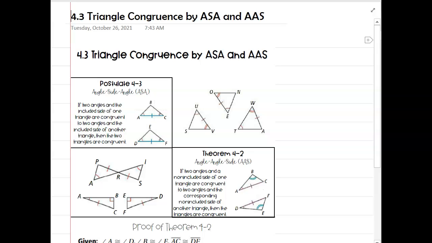I'm going to go ahead and start talking through these while you guys get your postulates and theorems glued in.